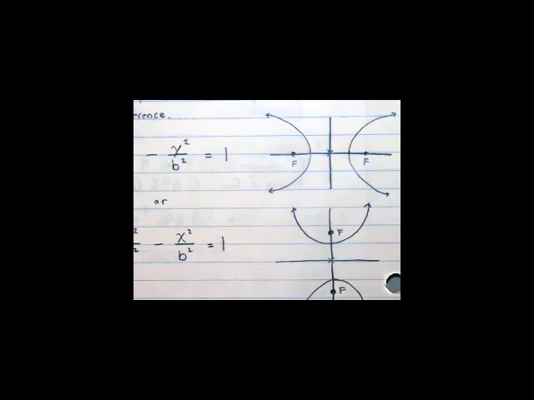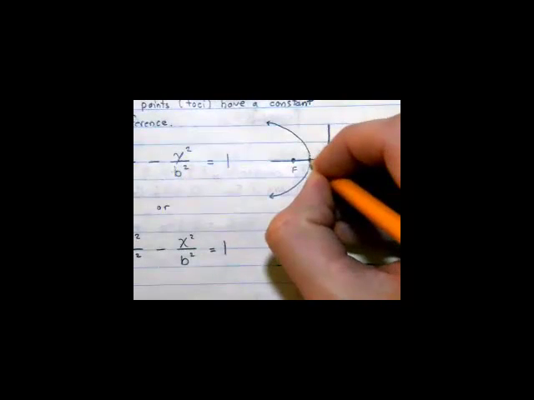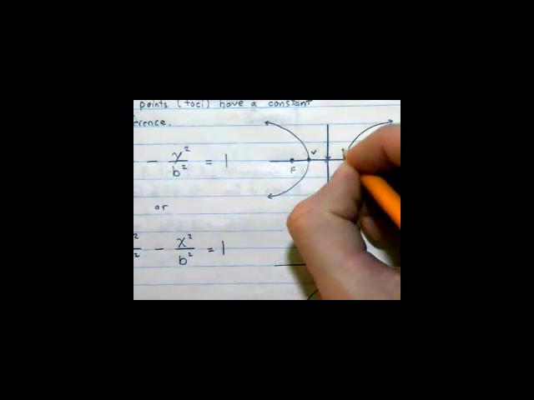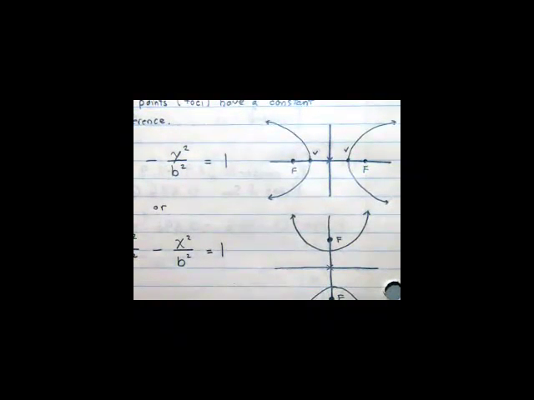So it is the same distance apart from one side versus the other. These are vertices. They are not halfway between the focus and the center, though. Not necessarily.